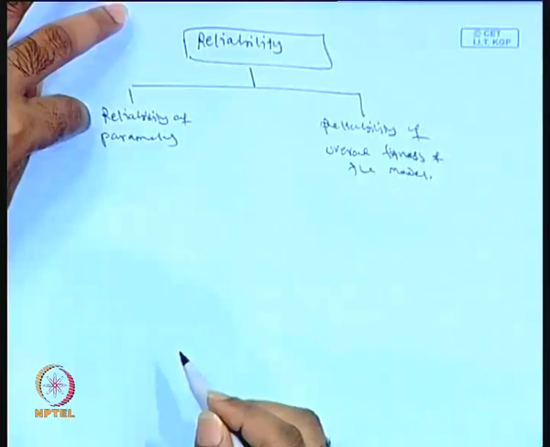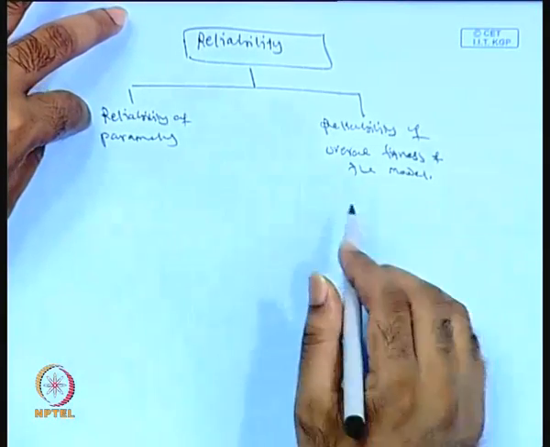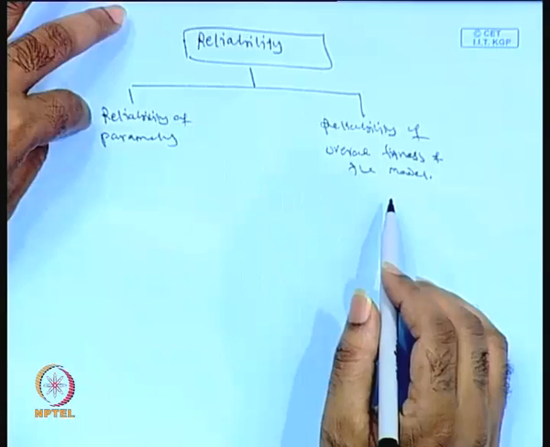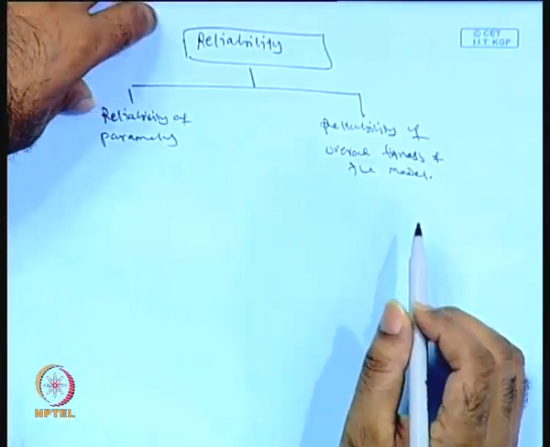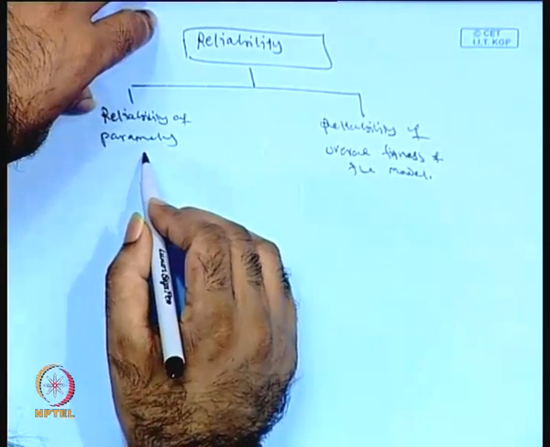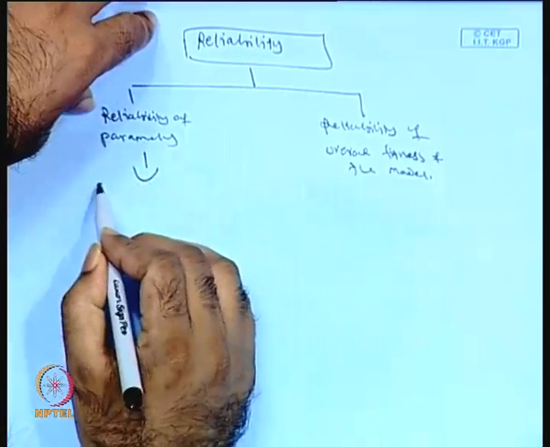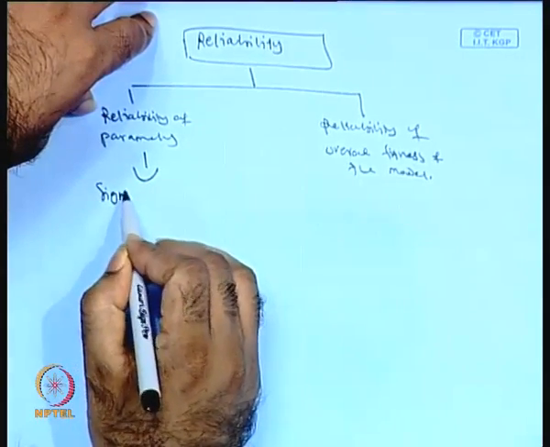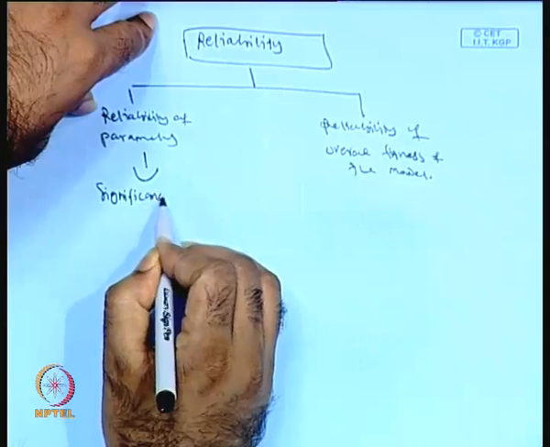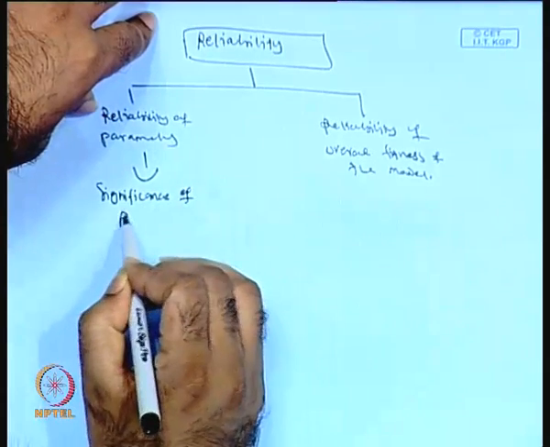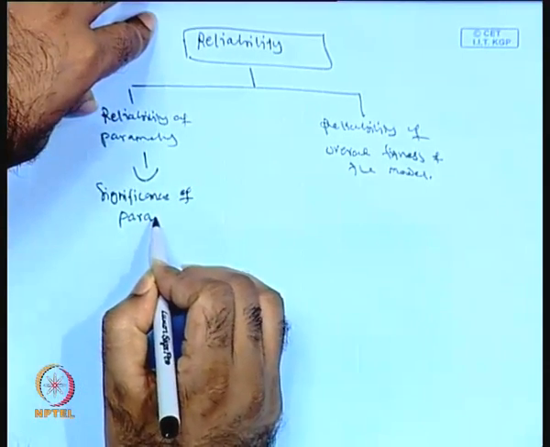So, we like to know what is the judgment of explained item and what is the judgment of unexplained item. Okay. So, reliability has two parts: one is with respect to parameters' significance check, and the other is with respect to overall fitness of the model. Okay. So, as far as the reliability of the parameter is concerned, we like to know the significance of parameters.